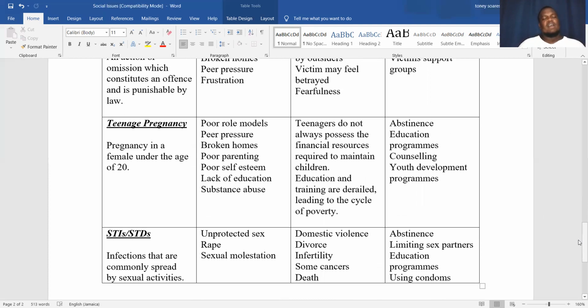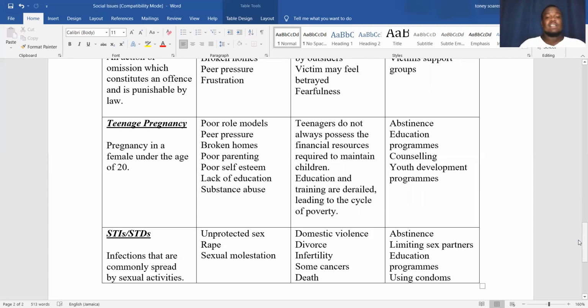Another social issue is teenage pregnancy. Pregnancy in a female under the age of 20, that is teenage, right? But sometimes teenage pregnancy can mean girls who are 10, 11, and also 12, because girls get pregnant as young as 9. Right? I've heard about females getting pregnant at age 9, right? Which is a travesty.